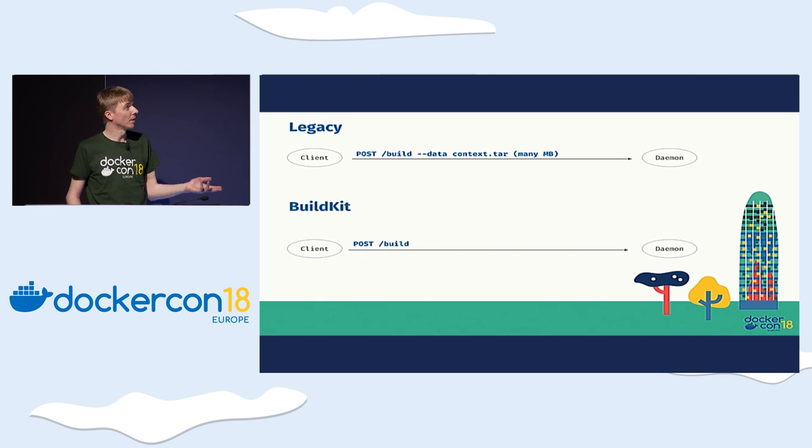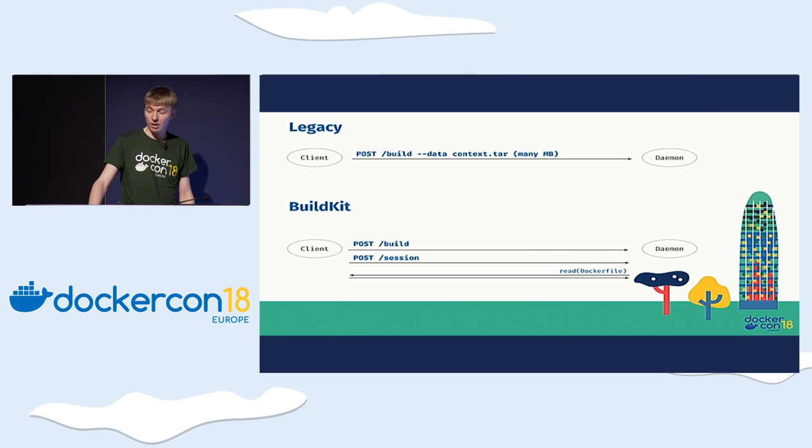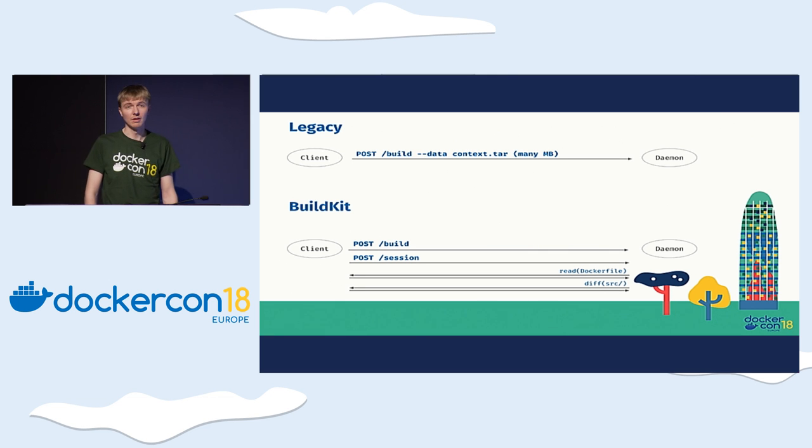If you compare it to BuildKit, we still do the build request, but we don't waste time compressing your files and sending them all to the daemon. Instead, we open up a new request that we call session, and now we allow the daemon to make smart decisions. For example, it may want to read a Dockerfile. We can analyze the Dockerfile, see what files you actually use, and only transfer those files, not the ones that you don't need.